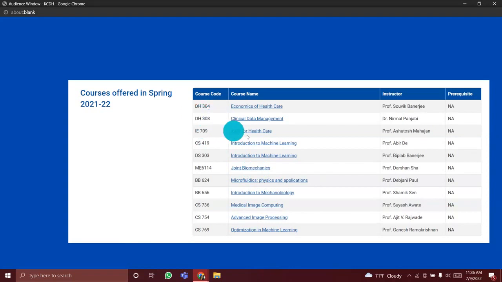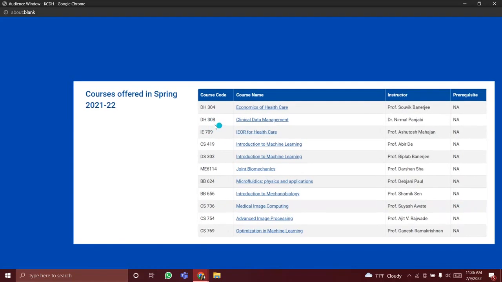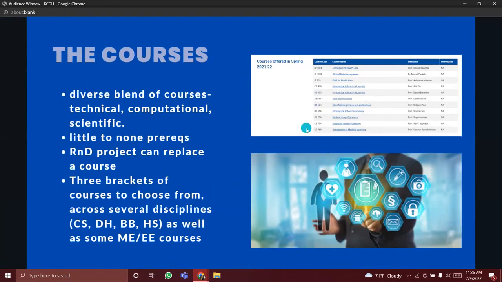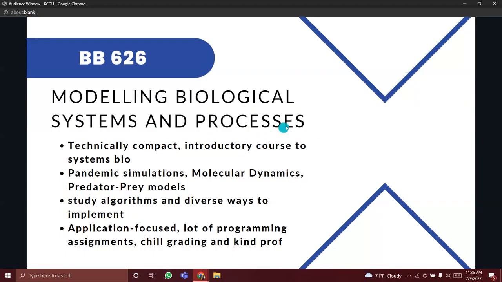And you have the DH courses themselves, out of which only one of them is compulsory, which I'll get to when I discuss the courses. That is DH 302. So as is with C Minds, even this has 3 brackets of courses to choose from, and you gotta take courses from at least 2 of them to complete the minor.